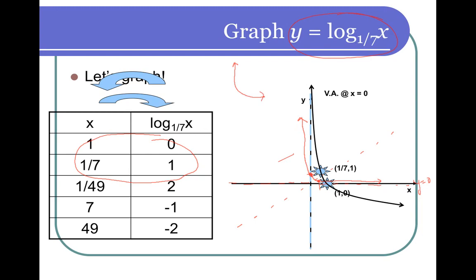So you kind of have to see that for a log function that's decaying, it's going to go like swoosh. And a log function that is not decaying, it's growing, it's going to go like swoosh. So this is going to be where b is greater than 1, and this is where b is between 0 and 1.